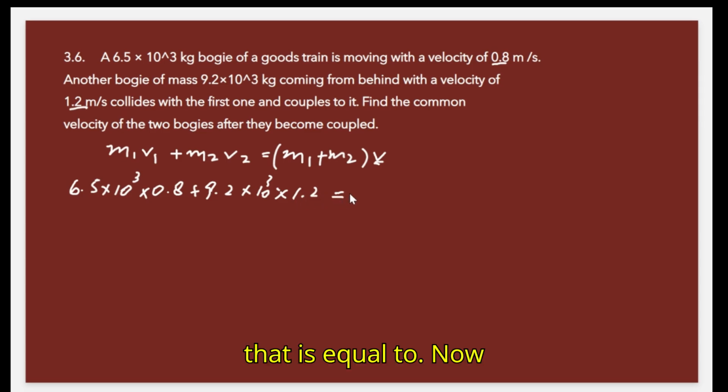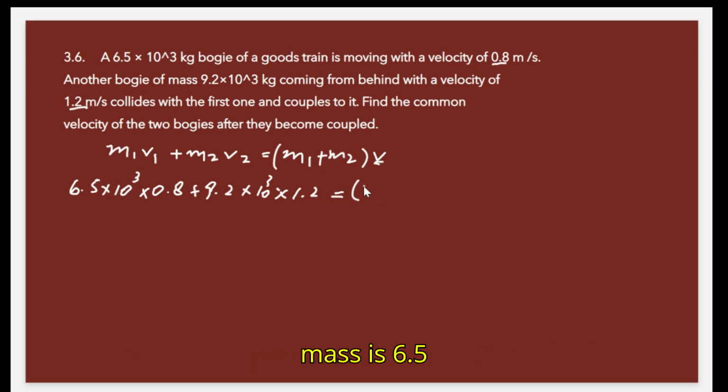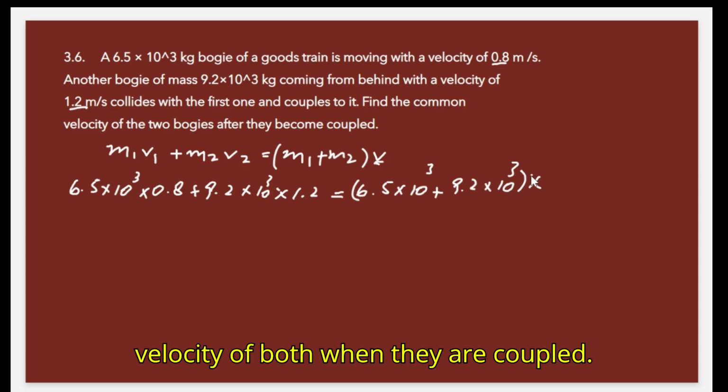That is equal to, now these two masses are added. One mass is 6.5 into 10 to the power 3, plus the other mass 9.2 multiplied by 10 to the power 3, and multiplied by v, which is the common velocity of both when they are coupled.